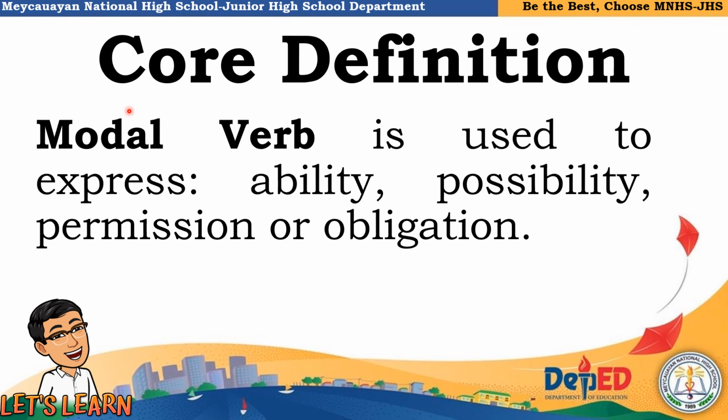To make it clear to everyone, we have our core definition. When we are talking about modal verbs, it is used to express ability, possibility, permission, or obligation. A modal verb may act as an auxiliary verb, a verb that precedes the main verb in a sentence. It is like commonly used helping verbs such as is, are, am, was, were, etc. Be careful in using modals because it may change the meaning of the sentence.